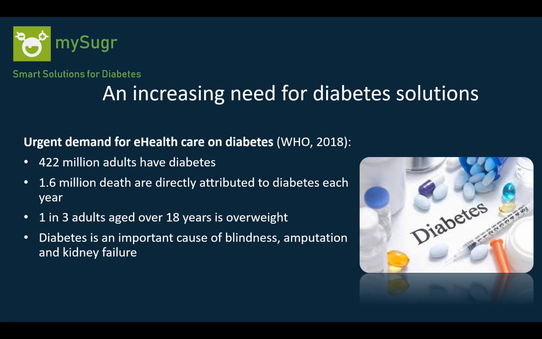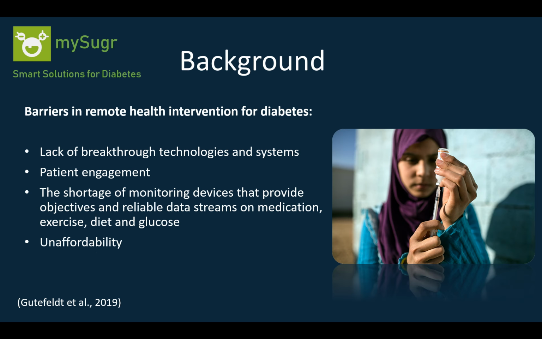1 in 3 adults aged over 18 years is overweight. Diabetes is an important cause of blindness, amputation, and kidney failure. The barriers identified on this page represent major challenges in the design of remote health interventions for diabetes. Breakthrough technologies and systems are needed to alleviate the barriers, particularly those associated with patient engagement.